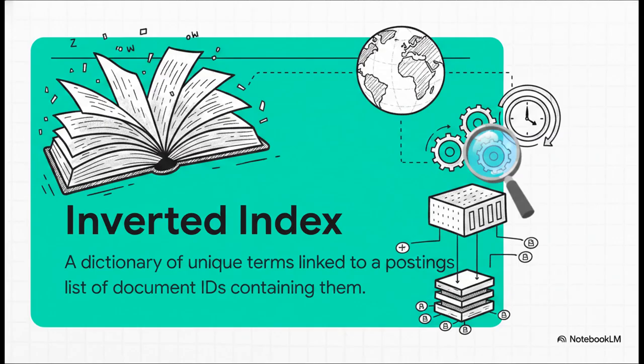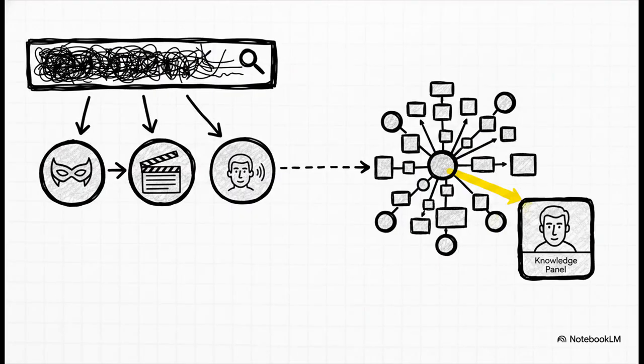And the absolute backbone of that offline path is the inverted index. You can think of it kind of like the index at the back of a massive textbook, but scaled up to a global level. It's essentially a giant dictionary of every unique term on the internet, linked to a postings list of the exact document IDs where that specific term appears. By compressing and caching this structure, search engines can retrieve millions of relevant documents in literal milliseconds. It's crazy fast.